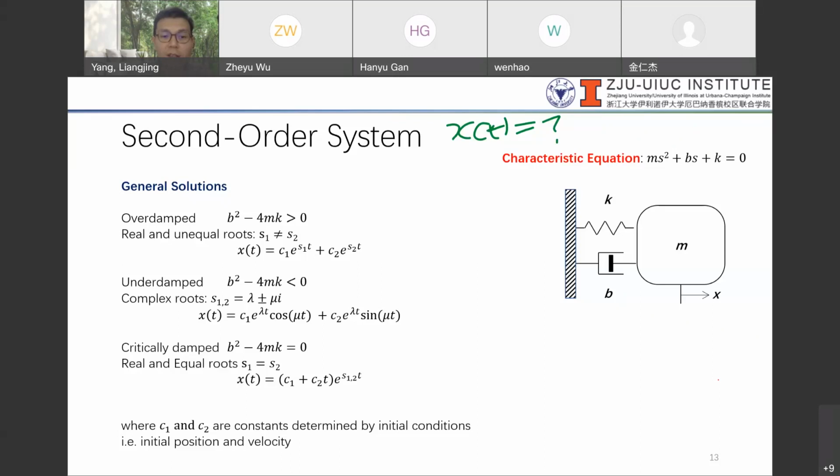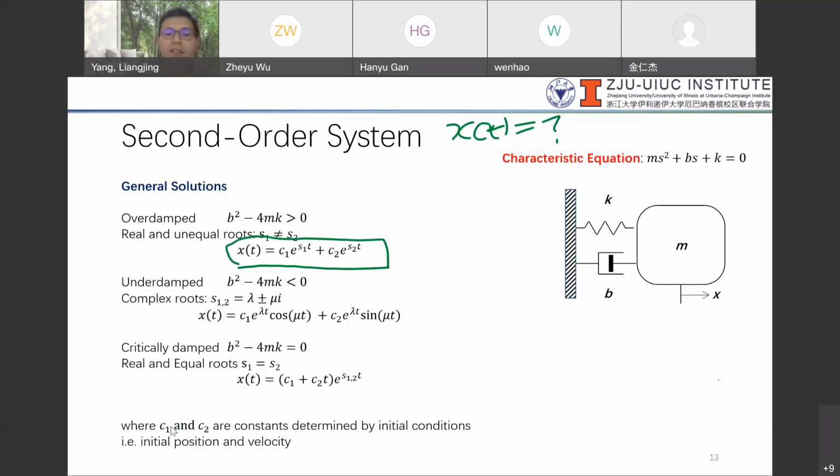So in this case, your solution to this homogeneous second order equation is actually in the form of x(t) equal to c1 e to the power of s1 t plus c2 e to the power of s2 t, right? So remember your s1 and s2, okay, they are the poles. Okay, so this will be the equation form.